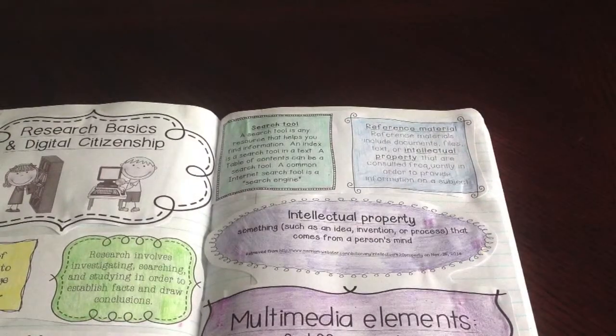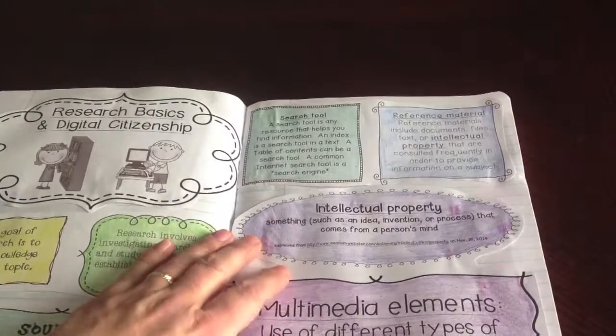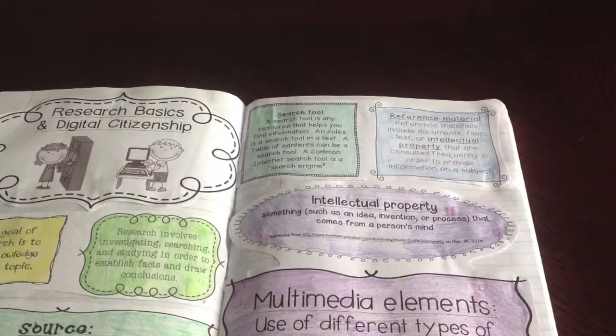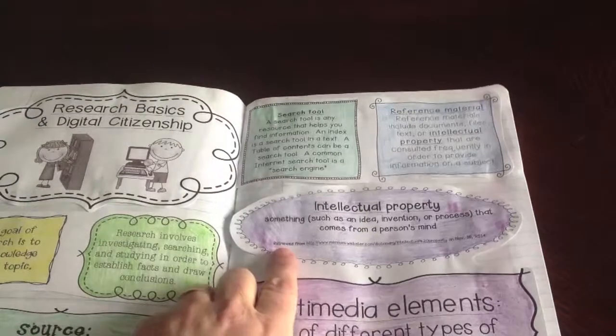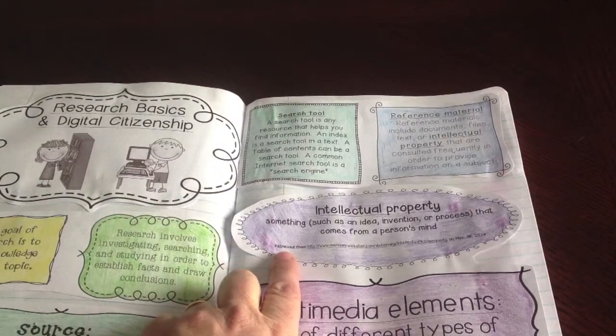Reference material then includes documents, files, text, or intellectual property that is consulted in order to provide information on a subject. Intellectual property is something such as an idea, an invention, or a process that comes from a person's mind. Now, it's great to take the ideas of others, and it's always important, however, to give those individuals credit.